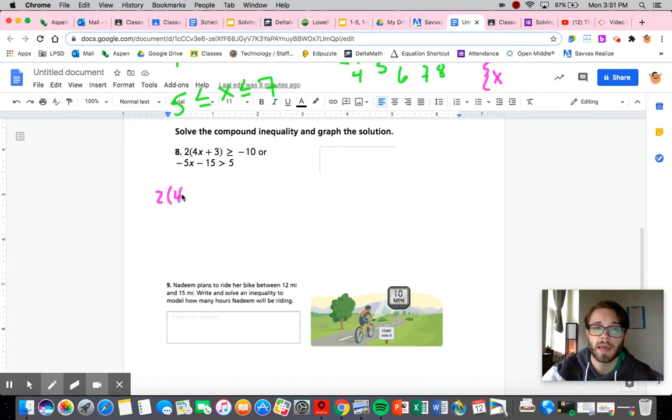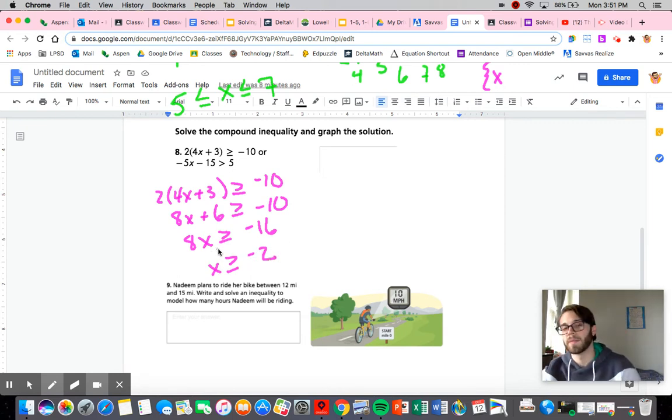2 times 4x plus 3 is greater than or equal to negative 10. So we have 8x plus 6 is greater than or equal to negative 10. I could have divided first if I would have rather, but either's fine. So we have 8x is greater than or equal to negative 16, and then x is greater than or equal to negative 2. We're going to divide by the 8.